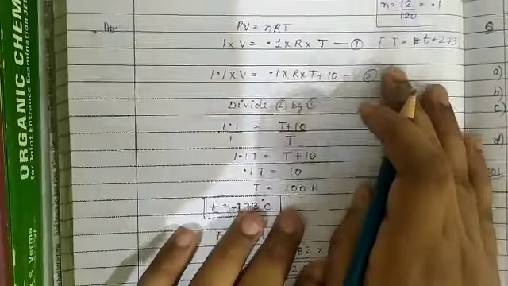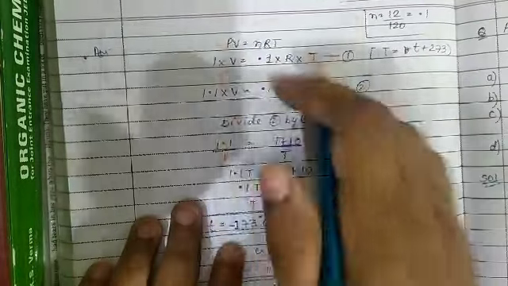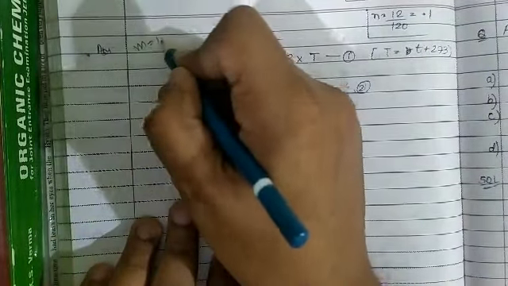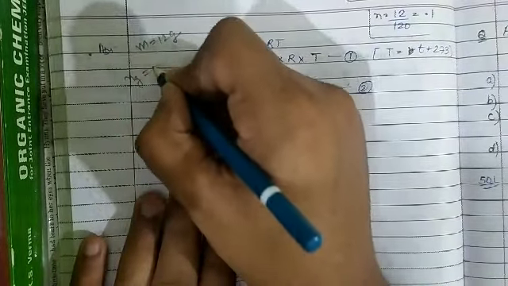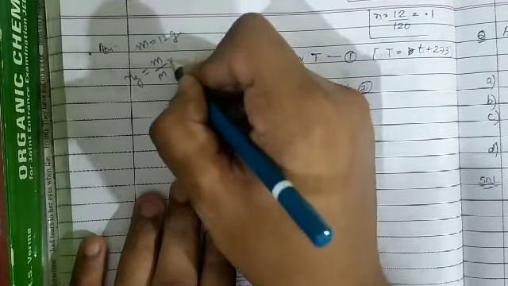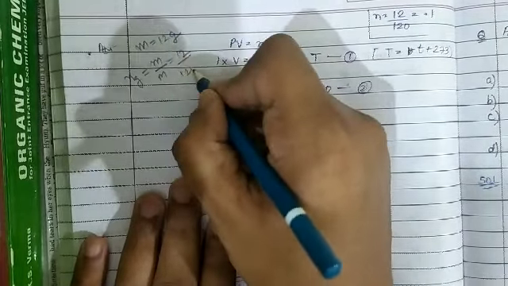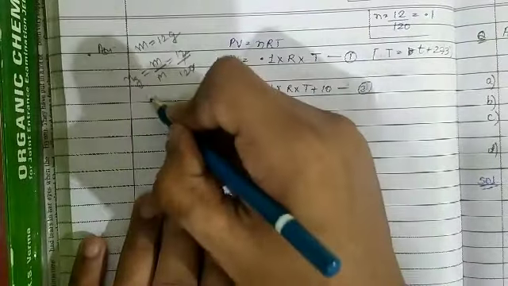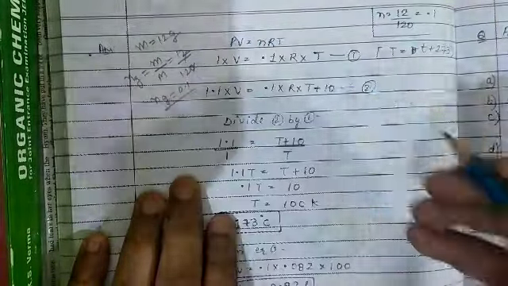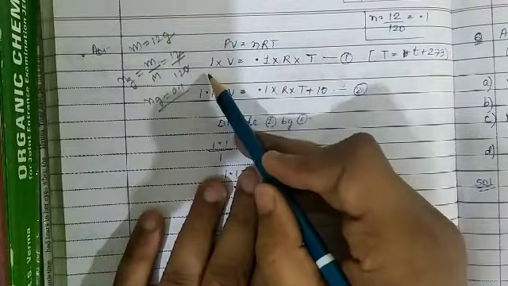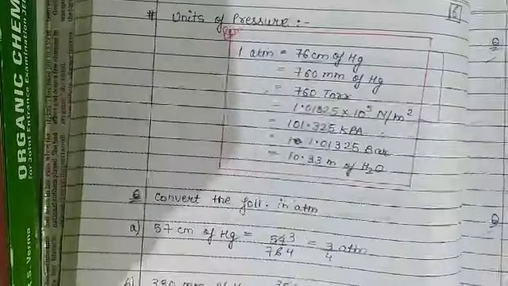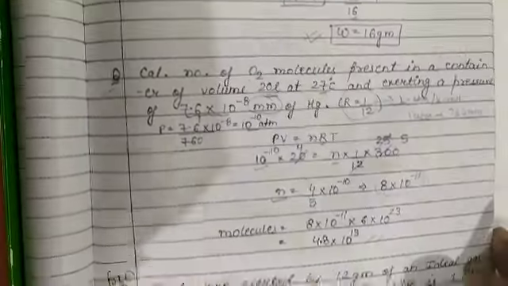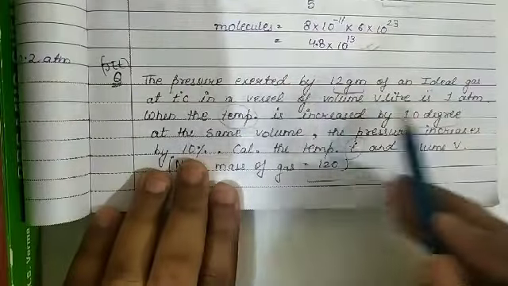So we will apply the condition. The mass of gas is given, 12 gram. So the number of moles of gas will be mass by molecular mass, which is 120. So it comes, the number of moles of gas is 0.1. And in the question it is given that the initial pressure is 1 atm.